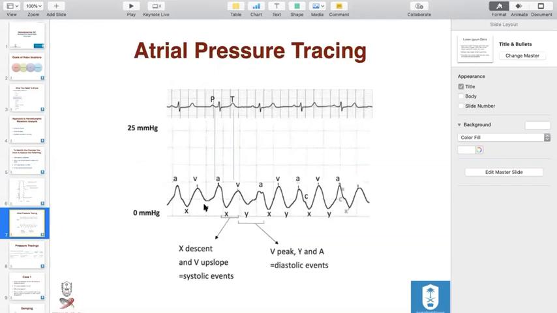You can see here again, always correlate the rhythm, never analyze the pressure tracing without the rhythm. So you go down with the QRS, you know here is where systole starts. You see, this must be your X descent. And then you have the V upslope. And then at the end of the T wave, or within the T wave, you have the end of systole. Those two are systolic events. Other than those, the X descent and the V upslope are diastolic events.